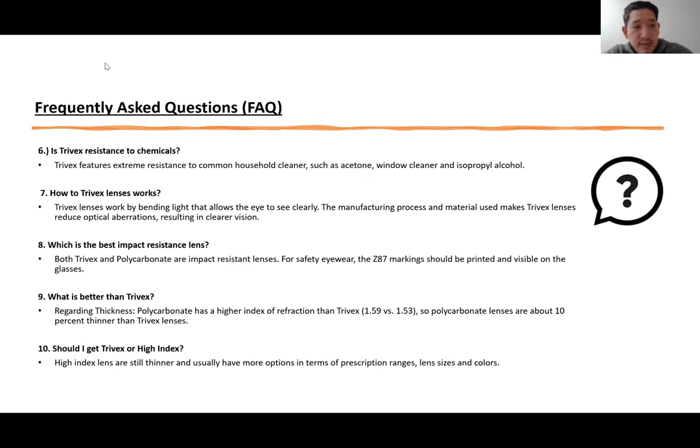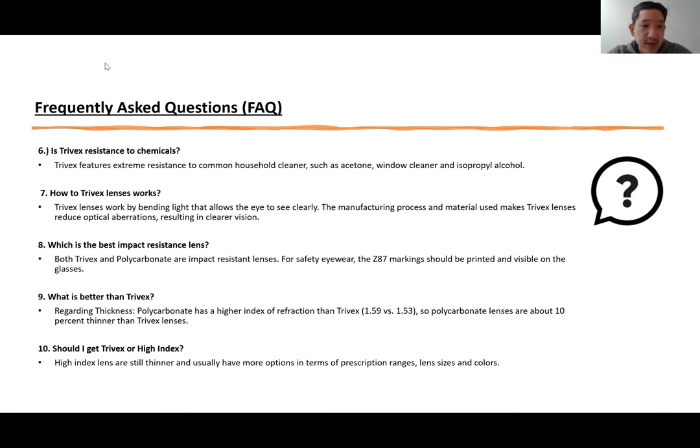So what is better than Trivex? If we're talking about lens thickness, polycarbonate lens has a higher index of refraction, which is at 1.59. So a polycarbonate lens is going to be about 10% thinner than Trivex, right?